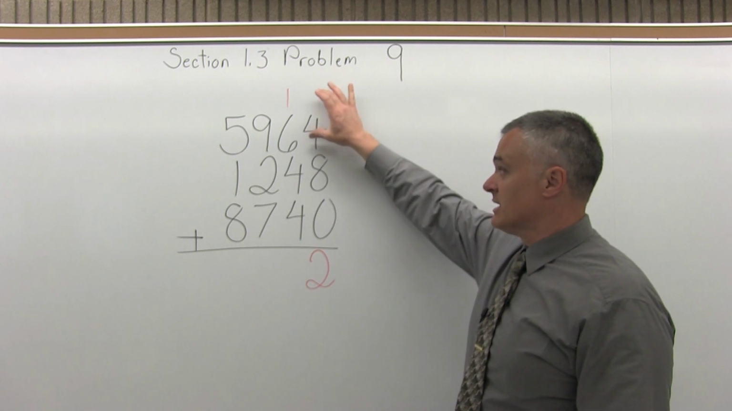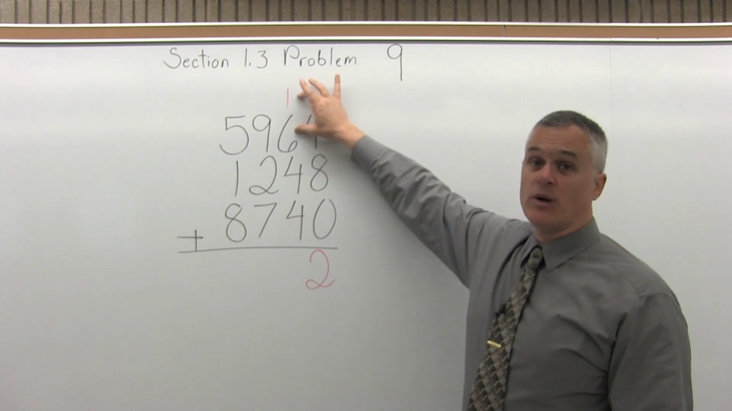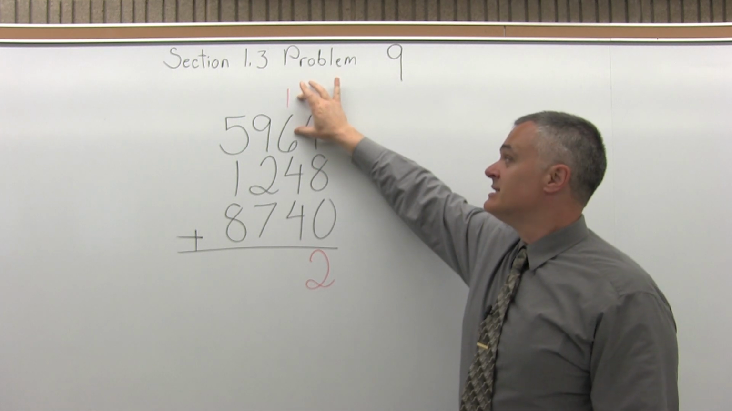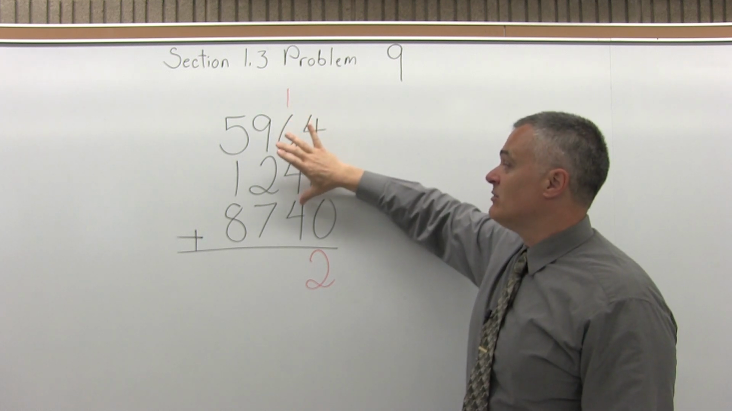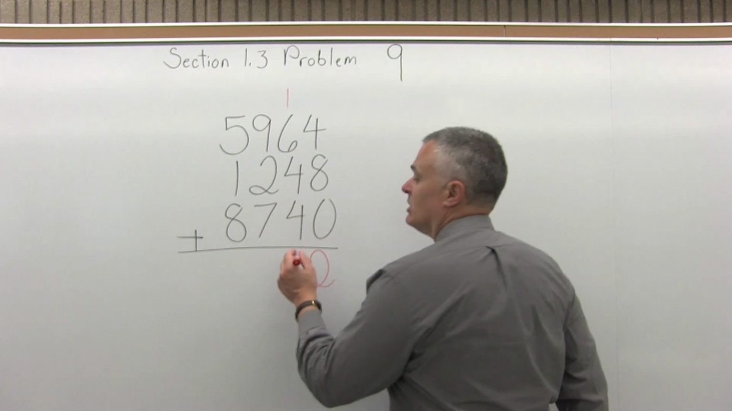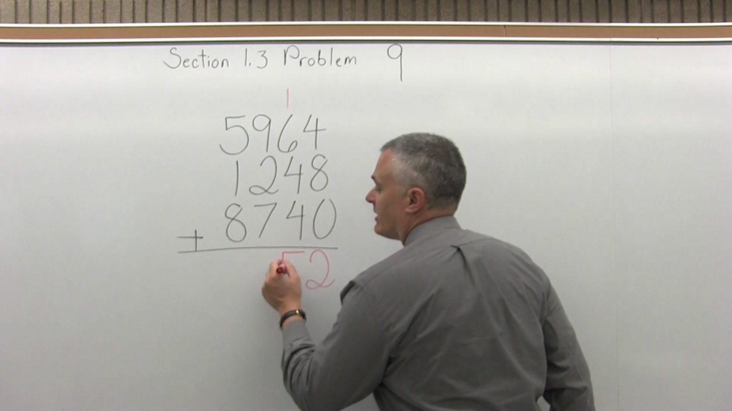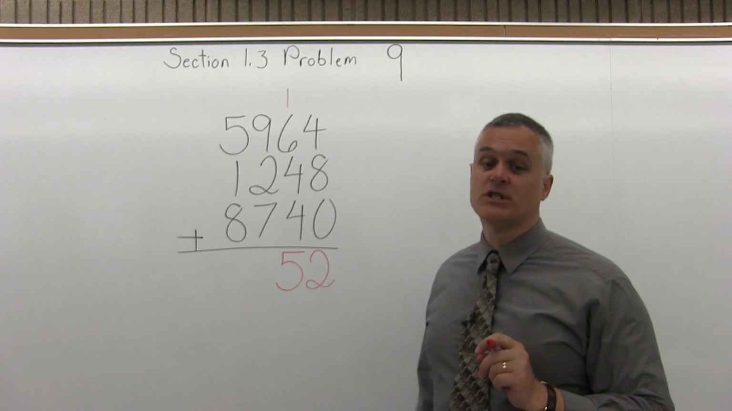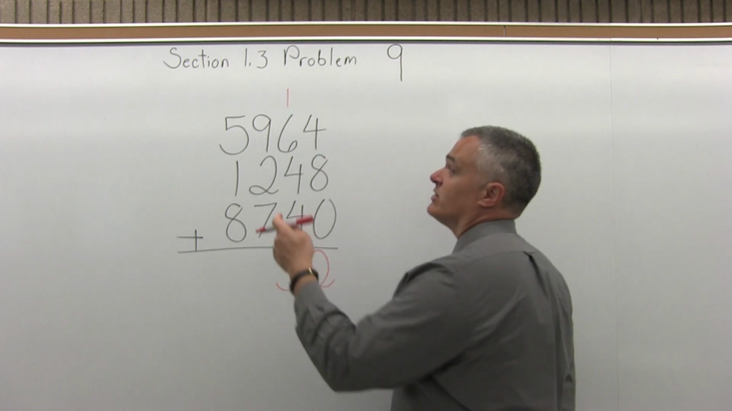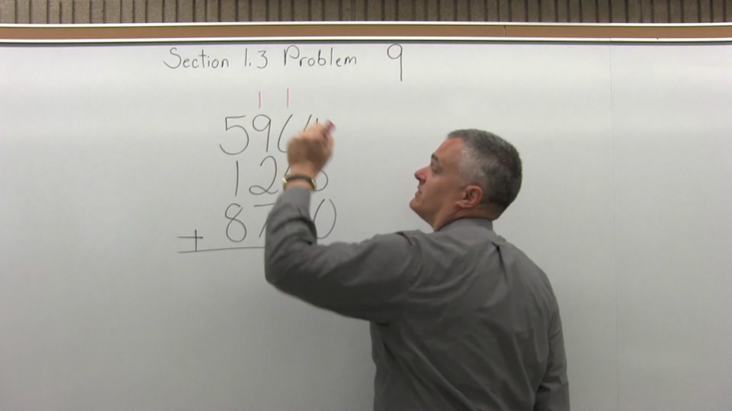I will add 1 plus 6 plus 4 plus 4. So 1 plus 6 is 7. 7 plus 4 is 11. 11 plus 4 is 15. So for 15, I write the 5 from the 15 under that column of digits. Then the 1 I carry to the top of the next column of digits.